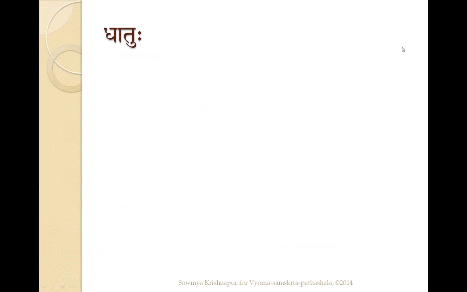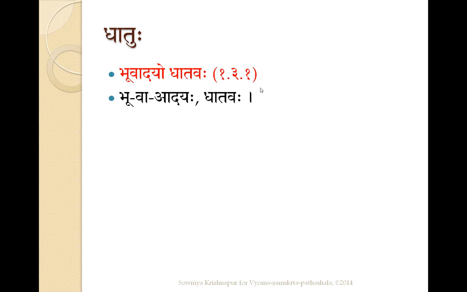Dhatuhu. को नाम धातुः इति प्रथमः प्रश्नः. भूवादयो धातवः इति सूत्रमस्ति अष्टाध्याय्यां प्रथमाध्याये तृतीयपादे प्रथमं सूत्रं. भूवादयः धातवः, भूवा आदयः धातवः इति पदद्वयमपि प्रथमाविभक्तौ. संज्ञासूत्रं, संज्ञासंज्ञयोः सर्वदा प्रथमाविभक्तिः. Always the samjna and the samjni are expressed in prathama. So dhatu is the samjna being given by this sutra. Bhu va adayah.